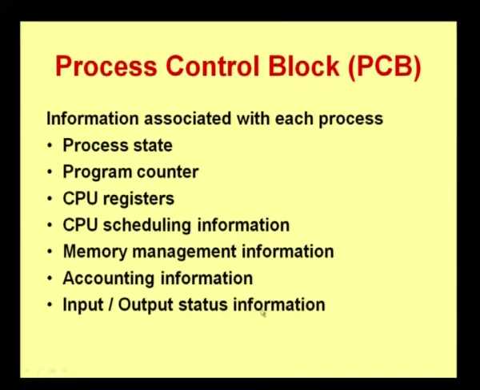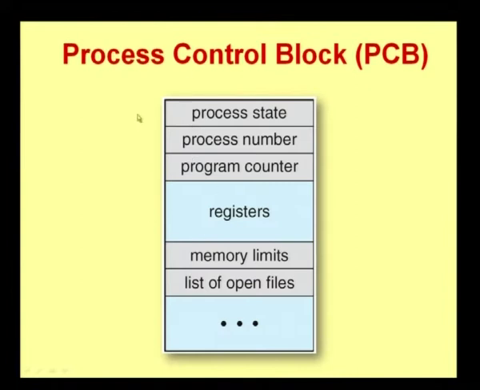And input output status information is what sort of input output devices or what sort of input output status are necessary. Those details are required or noted down in this process control block. So this process control block looks like this, wherein you have a process state, a process number, the program counter. Each process state is, as I said, one of a different set of states: new state, ready state, running state, waiting state, or the exit state or the terminated state.